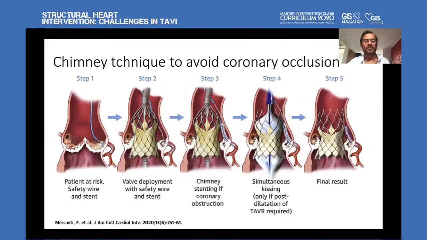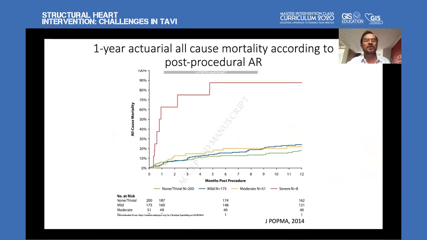This is something that we perform when the distance between the ostia and the annulus is less than 10 millimeters. Then there is a risk of coronary obstruction when you deploy the valve. And I recommend using a self-expanding valve. Before doing that, you first position your catheter, and you put a big stent in the left main trunk, downstream to the LAD. And then you start to do simultaneous kissing, and this is it. And you have salvaged your coronary artery.